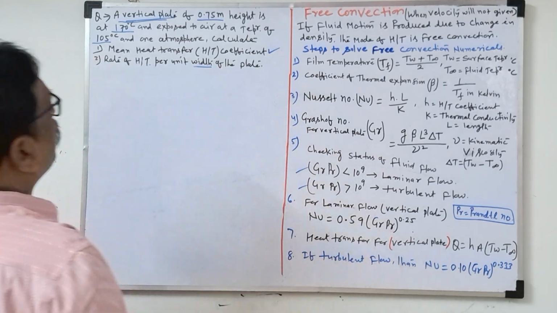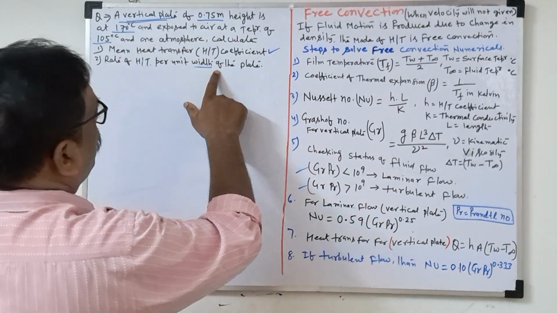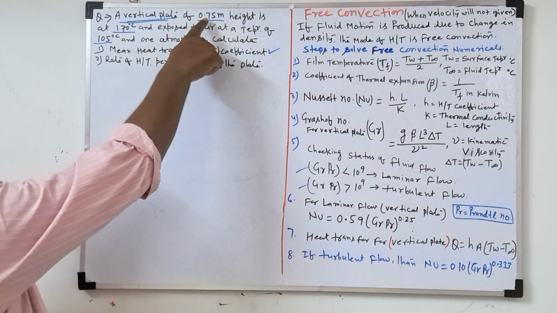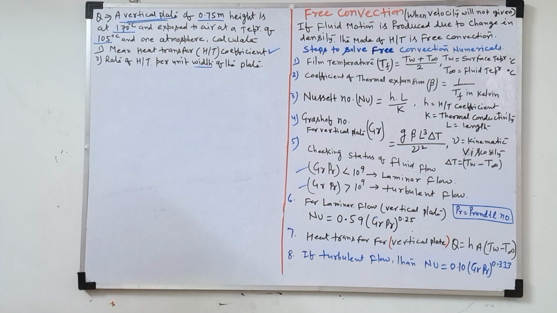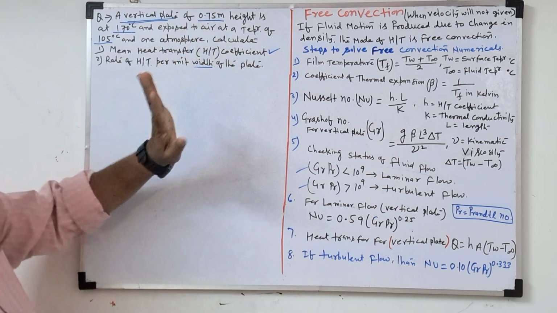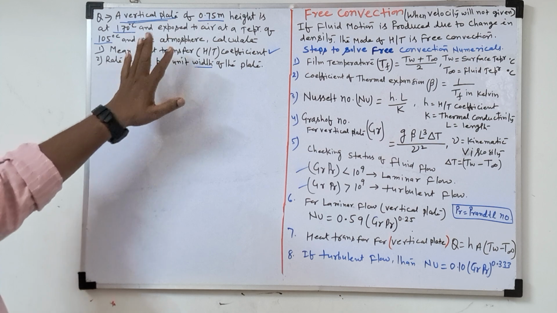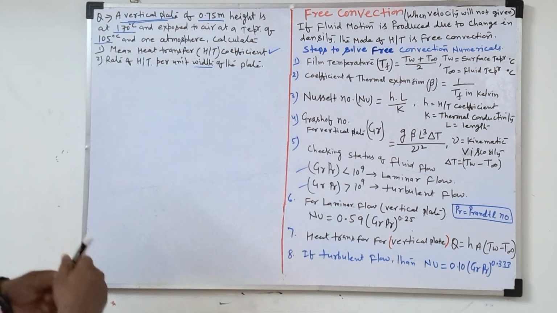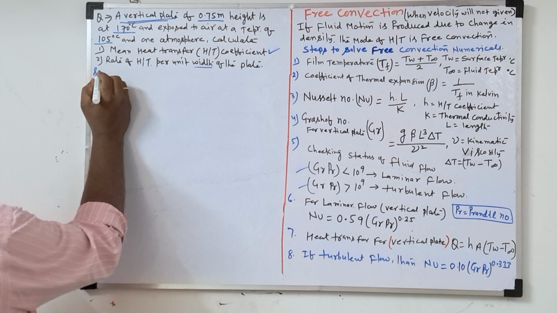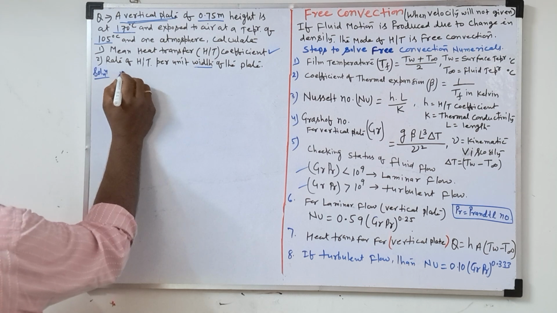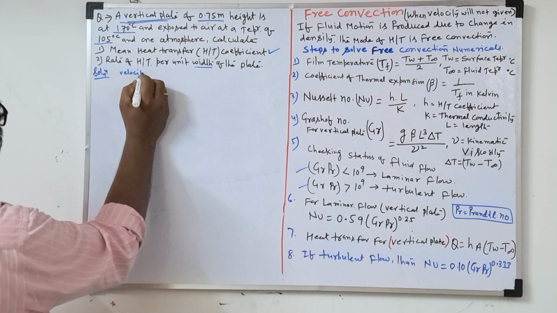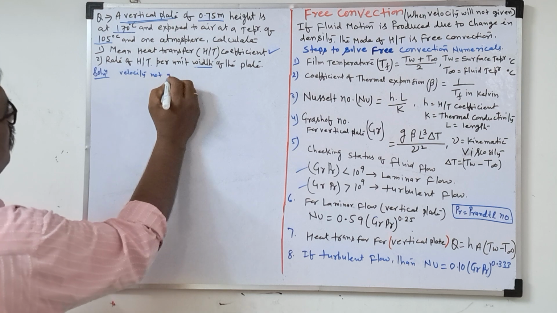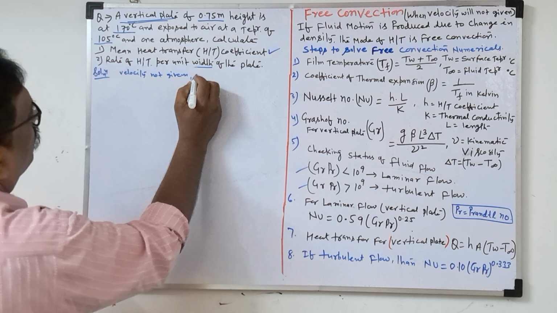Per unit width, that means the width is given as 1 meter, and the length is given as 0.75. So the area we can find as length into breadth. Okay, so this is the problem given. Here the velocity is not mentioned. In the solution, we'll write velocity not given.